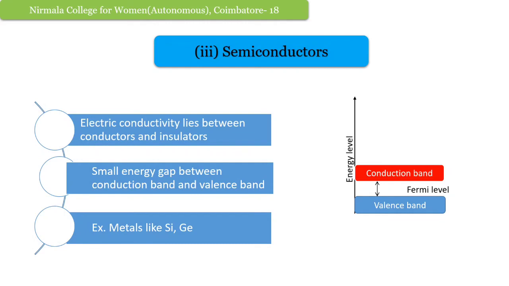And the characteristics of semiconductors are that the electric conductivity lies between conductors and insulators. They have a small energy gap between the conduction band and the valence band. And the examples are silicon and germanium.